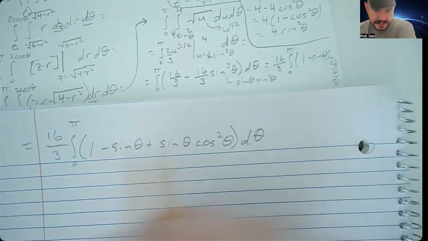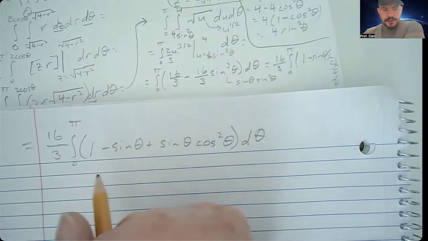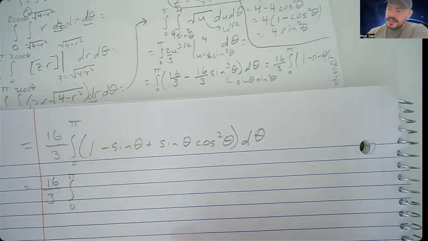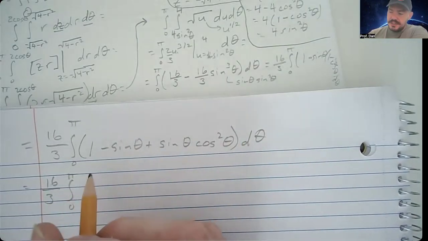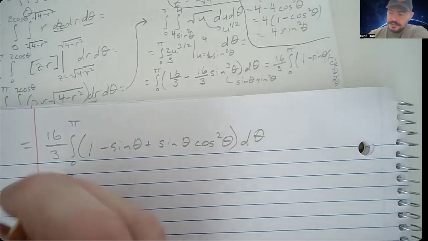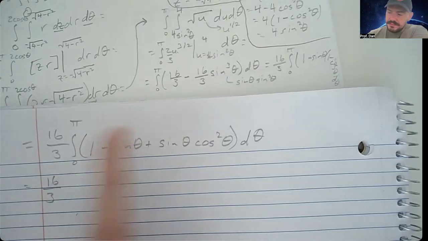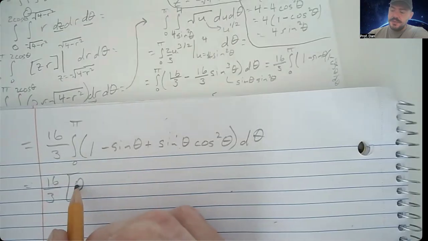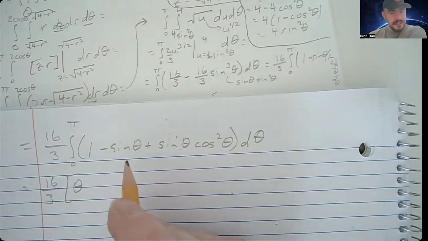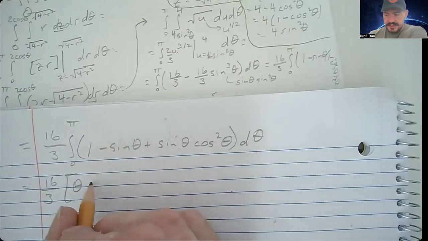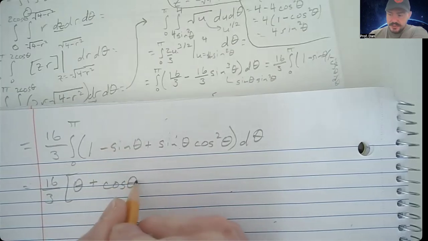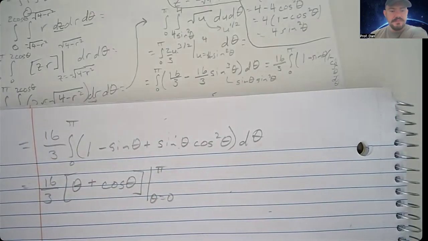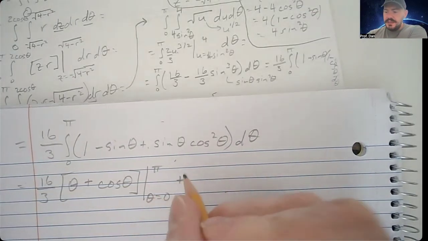Okay. Now the antiderivative for the first two terms is pretty straightforward. We're going to take our antiderivative for the first two terms, right? Antiderivative of 1, we get theta. Antiderivative of sine theta is negative cosine theta. But since there's already a minus there, that will become plus cosine theta. We'll evaluate those terms from theta equals 0 to theta equals pi. And then we have the leftover here.